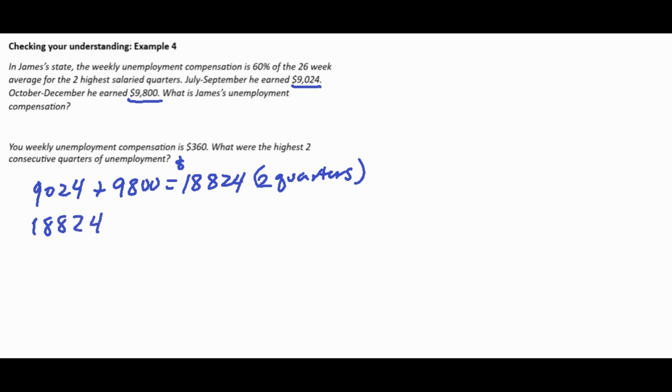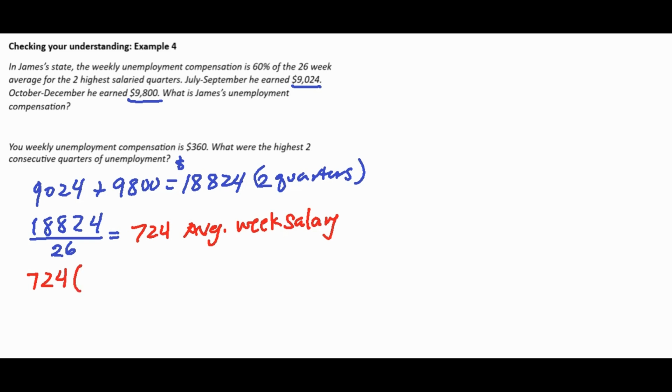So if we take that $18,824 and we divide it by 26, that's going to give us his average weekly salary, which comes out to be $724. So now we know how much he was making per week. And in James's state, the weekly unemployment compensation is 60% of the 26-week average. So we multiply the 724 times 0.60, and we end up getting $434.40. That is going to be James's weekly unemployment amount.